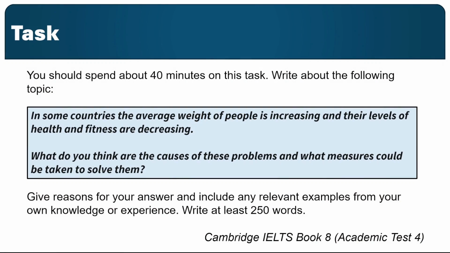And here is the task. You should spend about 40 minutes on this task. Write about the following topic. In some countries, the average weight of people is increasing and their levels of health and fitness are decreasing. What do you think are the causes of these problems and what measures could be taken to solve them? Give reasons for your answer and include any relevant examples from your own knowledge or experience. Write at least 250 words.